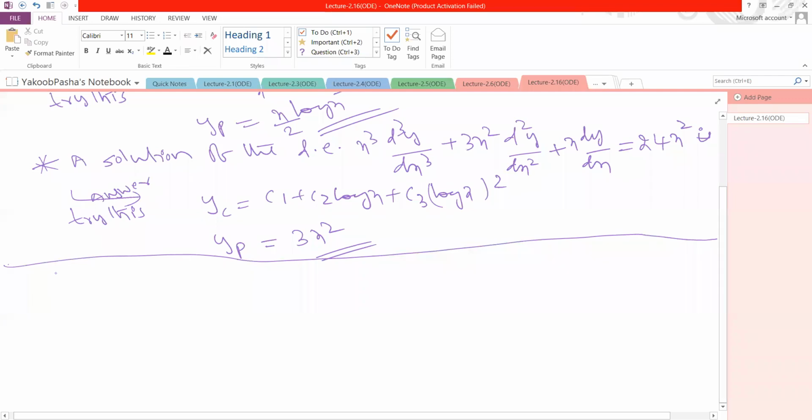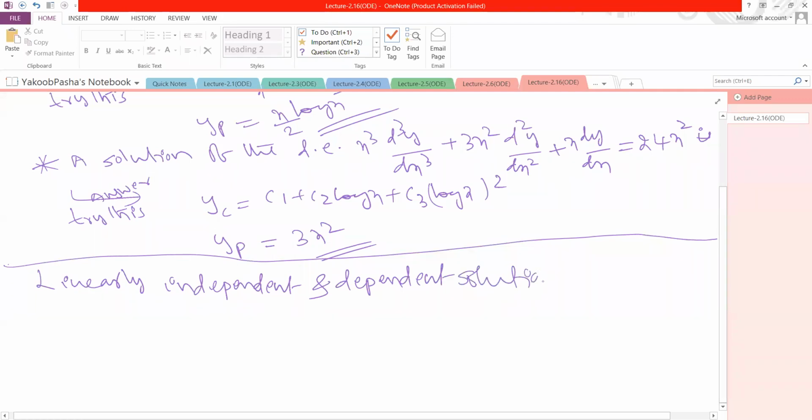Today we will discuss one important topic, that is the Wronskian of functions. Before discussing the Wronskian of functions, first we will discuss linearly independent and dependent solutions.